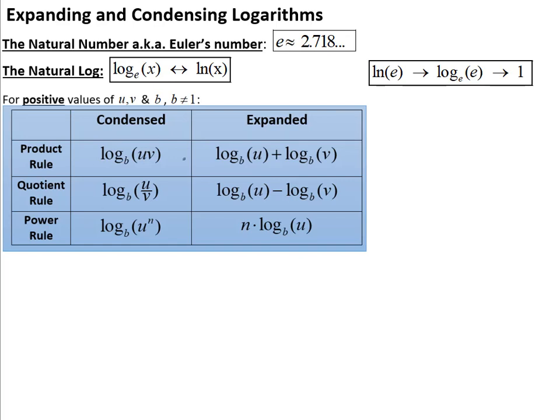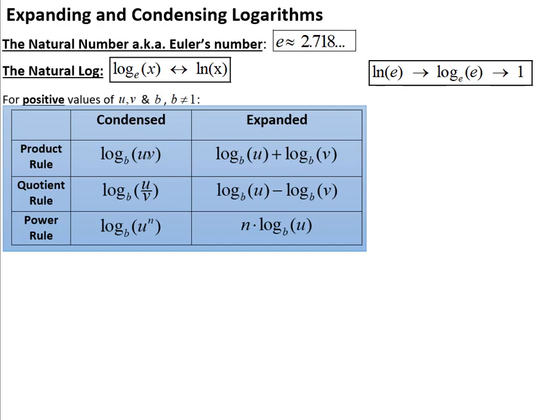So we have 3 properties that we can use to condense or expand logarithms, expressions with logarithms. The first one is called the product rule. It says if I have 2 logarithms being added together, as long as we have the same base, we can write that as one logarithm and multiply those 2 values, u and v multiplied. Or vice versa, if I have things being multiplied, we can write them as 2 things being added together. Likewise, we have a quotient rule, which says if I have 2 logs being subtracted, we can write that as one log where our 2 values are being divided.